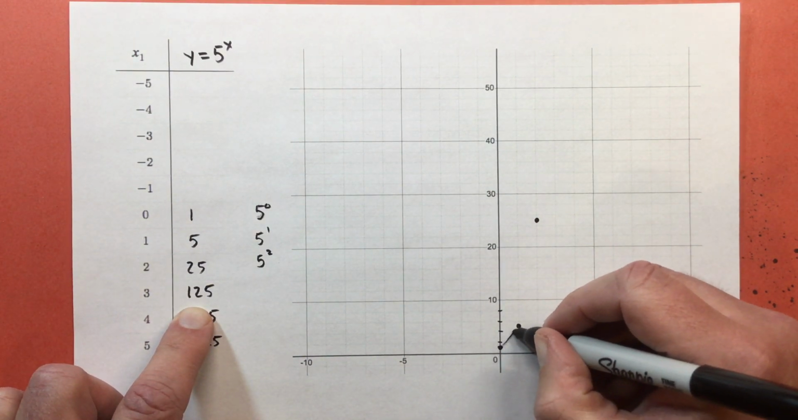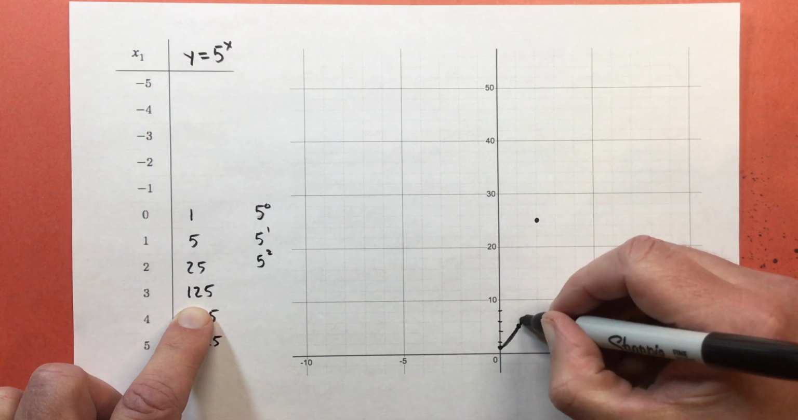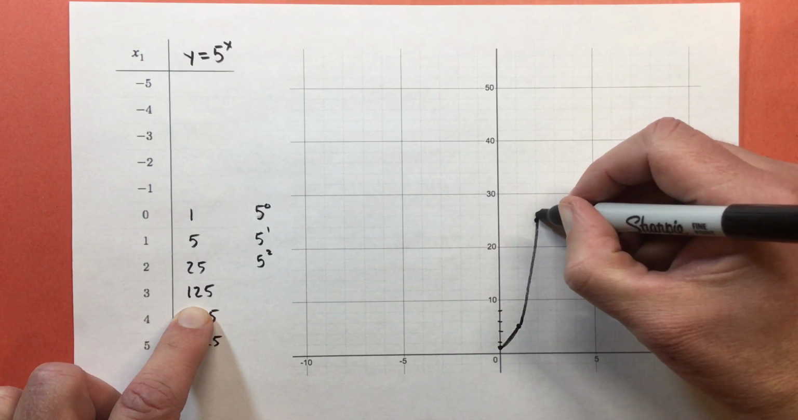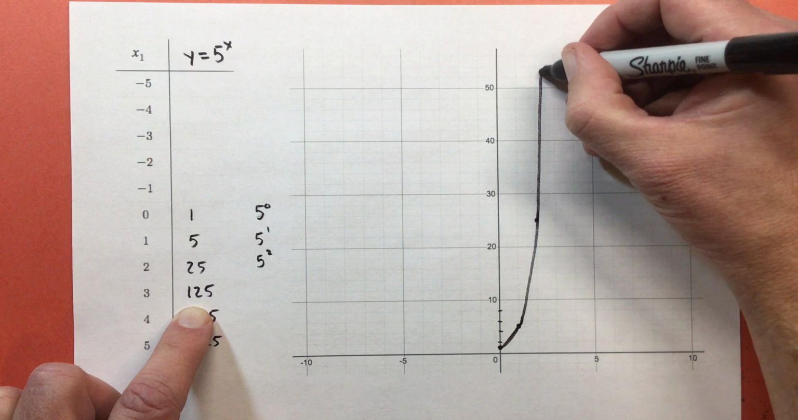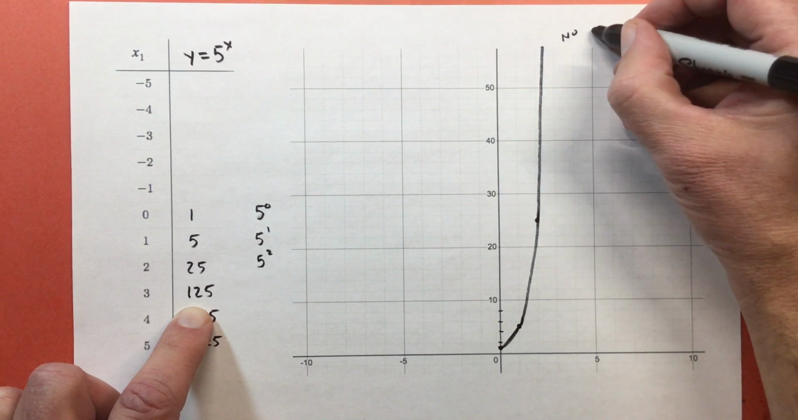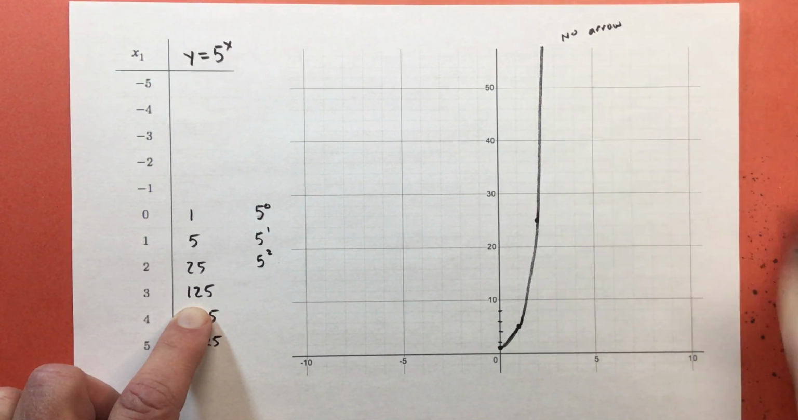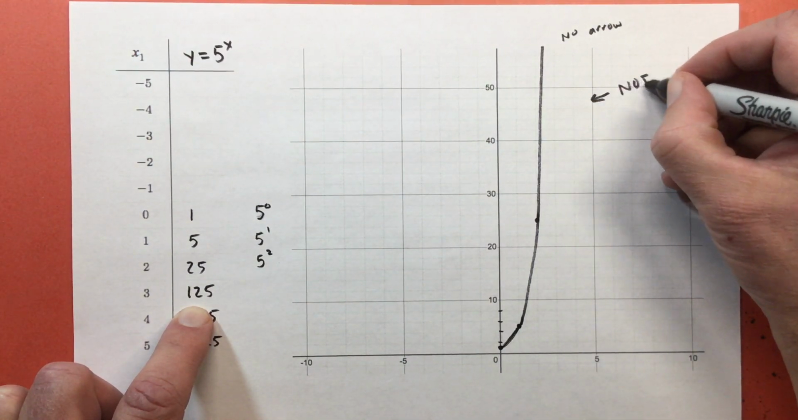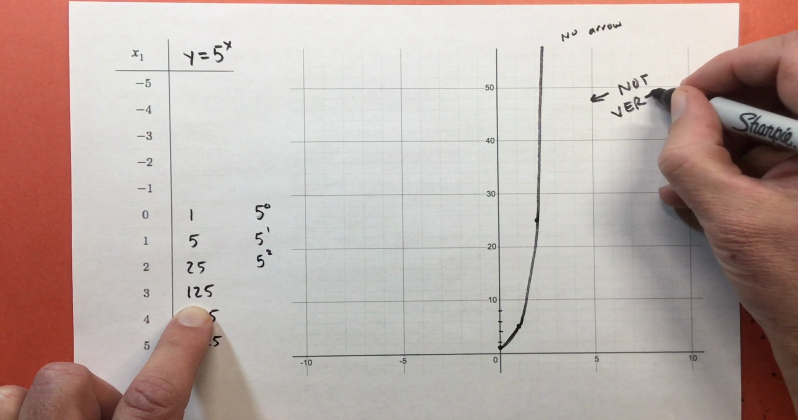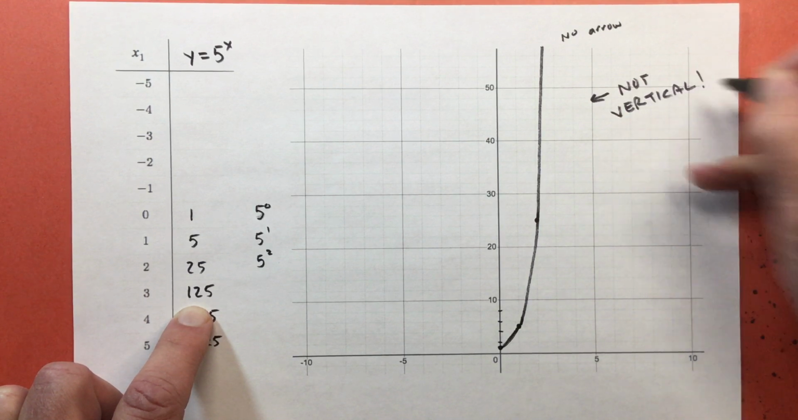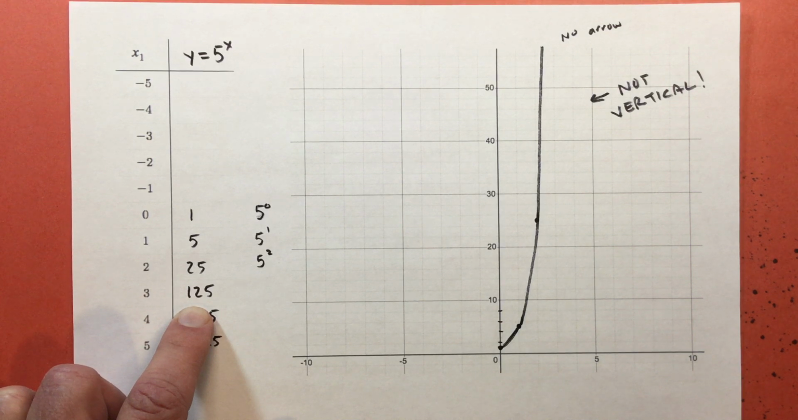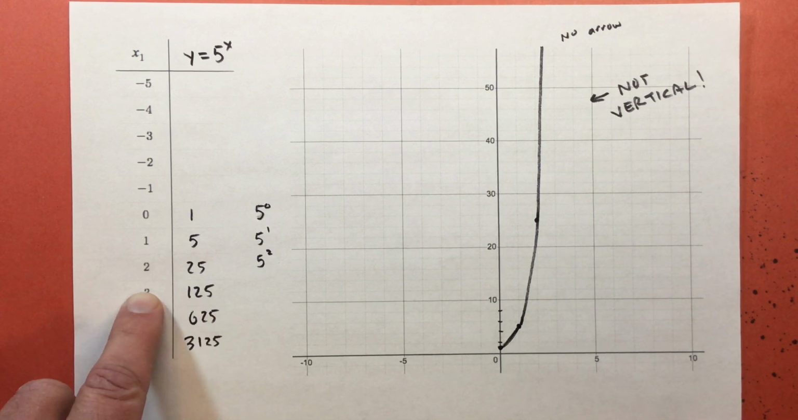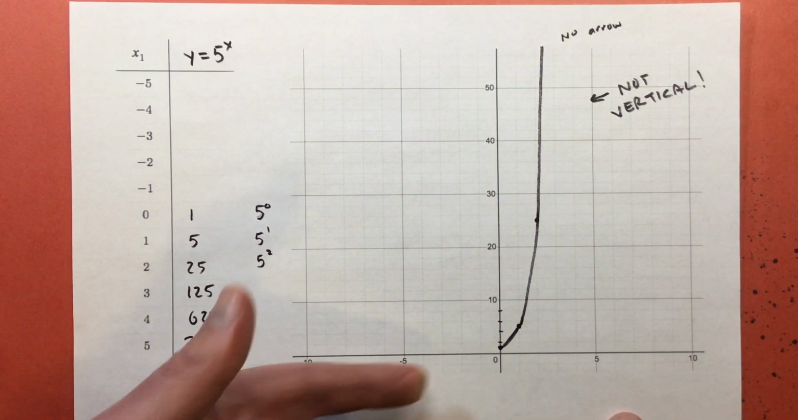I don't even know where it would be headed. So this is going to look like this, and this is going to look like this. So keep in mind that even though it's really steep, it's not perfectly vertical because my x's are still increasing, which means I'm still going to the right.